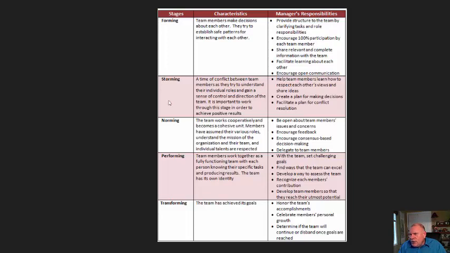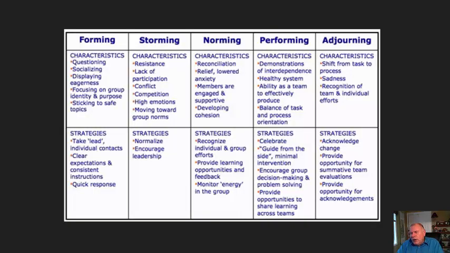We look at some of the other characteristics as we move forward. And again, some of these are there. Questioning, socializing, a display of eagerness, excitement, focusing on the group's purpose, sticking to safe topics. Okay, characteristics of storming. We looked at that. Norming, they use the word reconciliation, relief, lowered anxiety. People are engaged and supportive. And that cohesion comes into play.